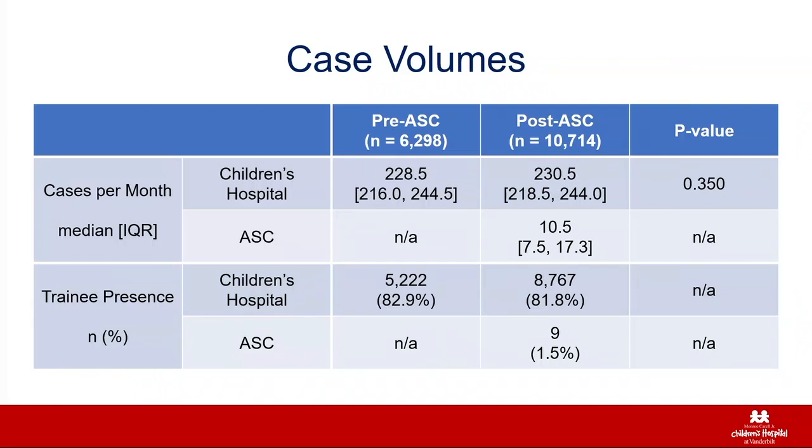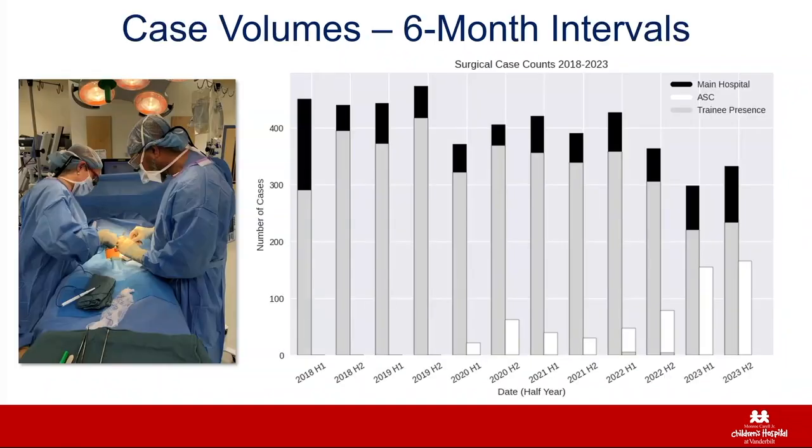Neither did trainee participation in cases at the main hospital. But the really notable finding here is that of the 600 or so cases that have been done at our ambulatory center in the last 4 years, only 9 of them have been participated in by trainees of any type. Here's a graphical representation of some of the same data. You can see that over time, especially in the last few periods, a greater proportion of cases have been done at the ambulatory center as compared to the main hospital.